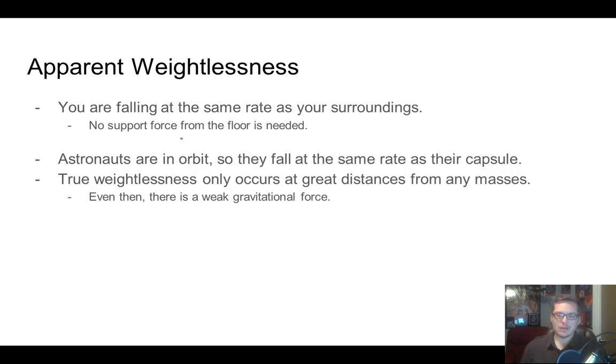Okay, so true weightlessness really can only occur if you're very, very far from any other masses. This is practically impossible because remember our formula for the universal law of gravitation is a constant times the two masses divided by r squared. And so no matter how far away you are, there's still going to be some masses acting on you, unless you find yourself in an alternate dimension where you are the only thing in there.